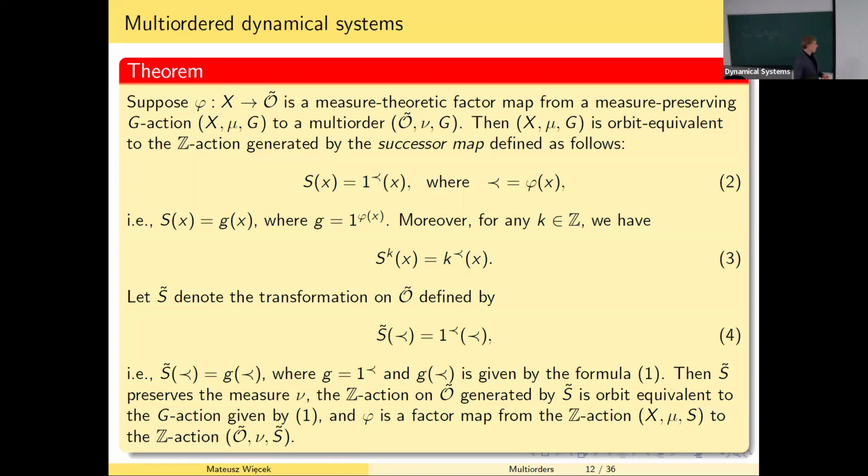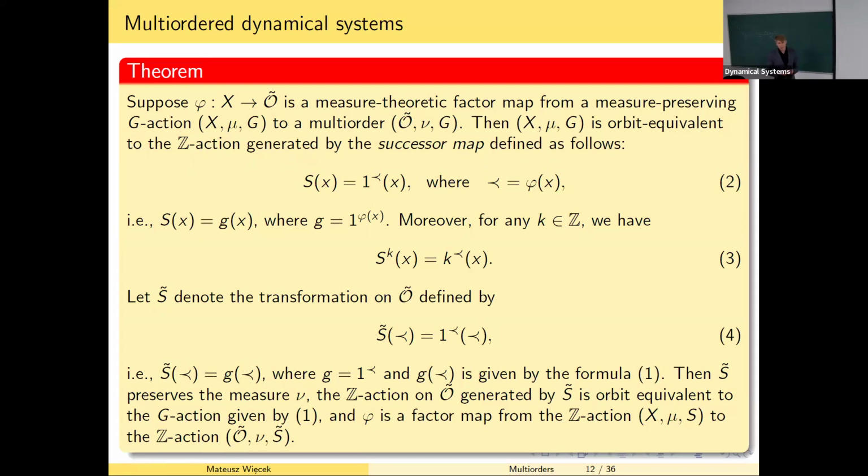So the element 1 is the direct successor of the unit element. So it's the element which succeeds the unit in our order. And moreover, for any k, we have the following formula: the kth iterate of S acting on x is actually the transformation associated with the kth element in the order.